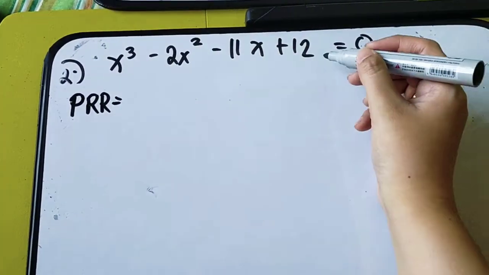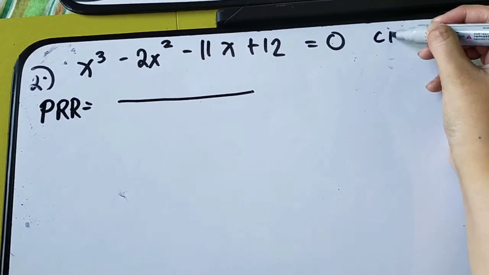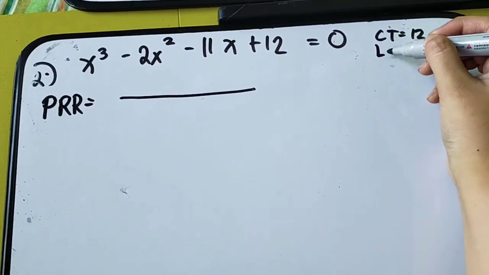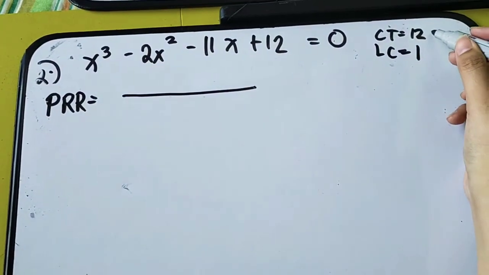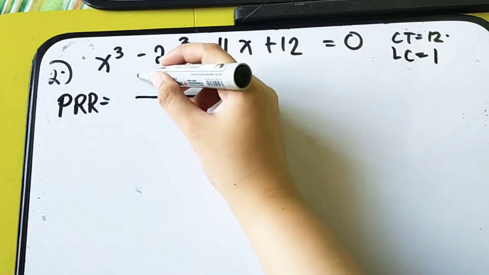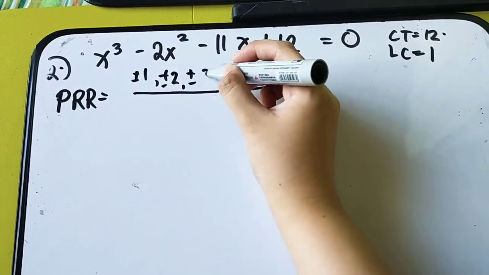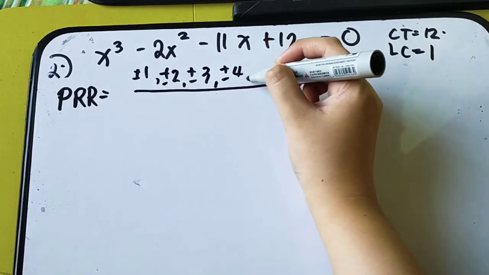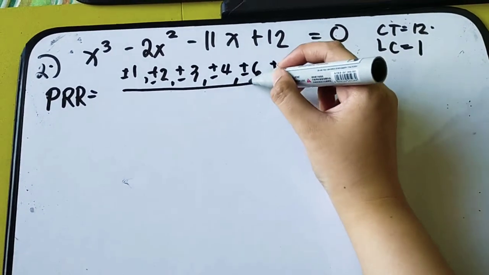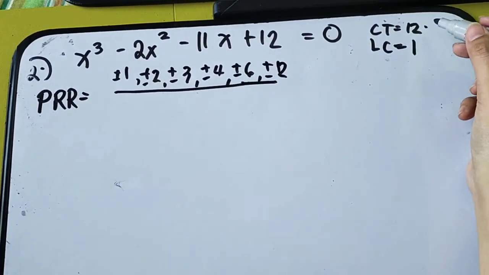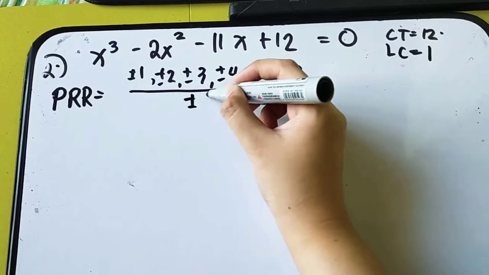Okay. So, ang constant term natin, we have 12. Ang leading coefficient natin, we have also 1. These are all the possible roots of 12. We have positive, negative 1, 2, 3, 4, 6, and then 12. So, yan yung mga numbers na pwede mo i-divide sa 12. Then, the leading coefficient niya is positive and negative 1.